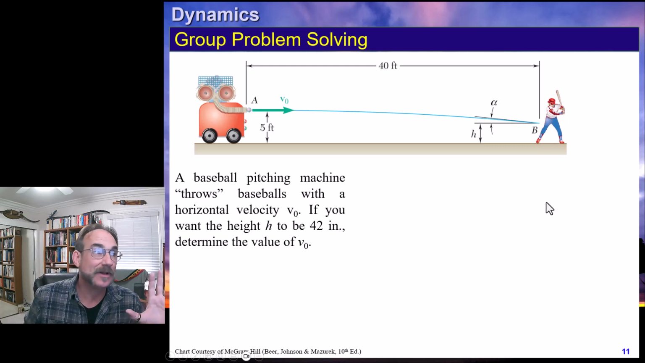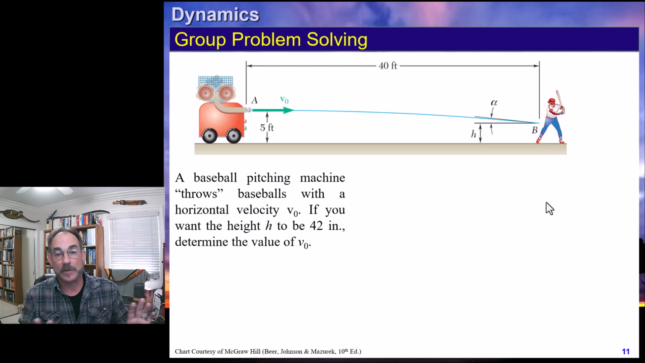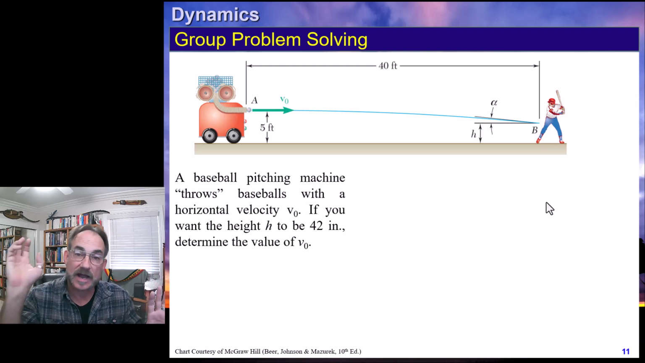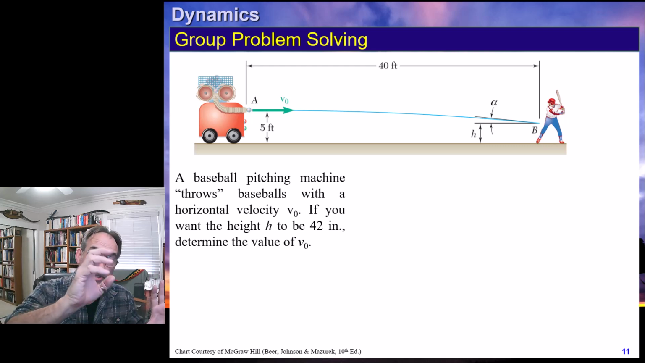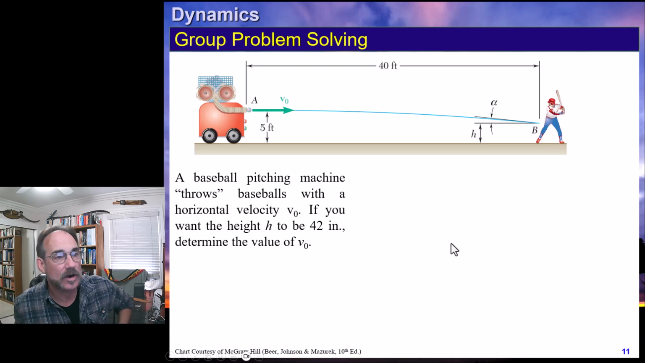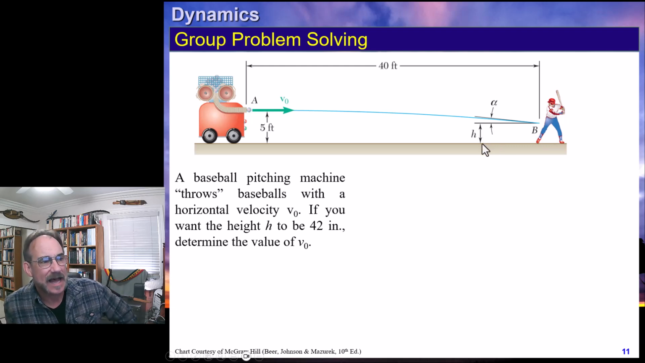Here's another similar problem. Here we have a pitching machine. We know the initial velocity, which is V0. It looks like it's horizontal initially. Once again, since we're on Earth, most of these problems are going to be on Earth, so we've got gravity, which is accelerating this thing downward. We can see the height at the final position to be 42. That's going to be our final vertical position. We can see the initial vertical position here.